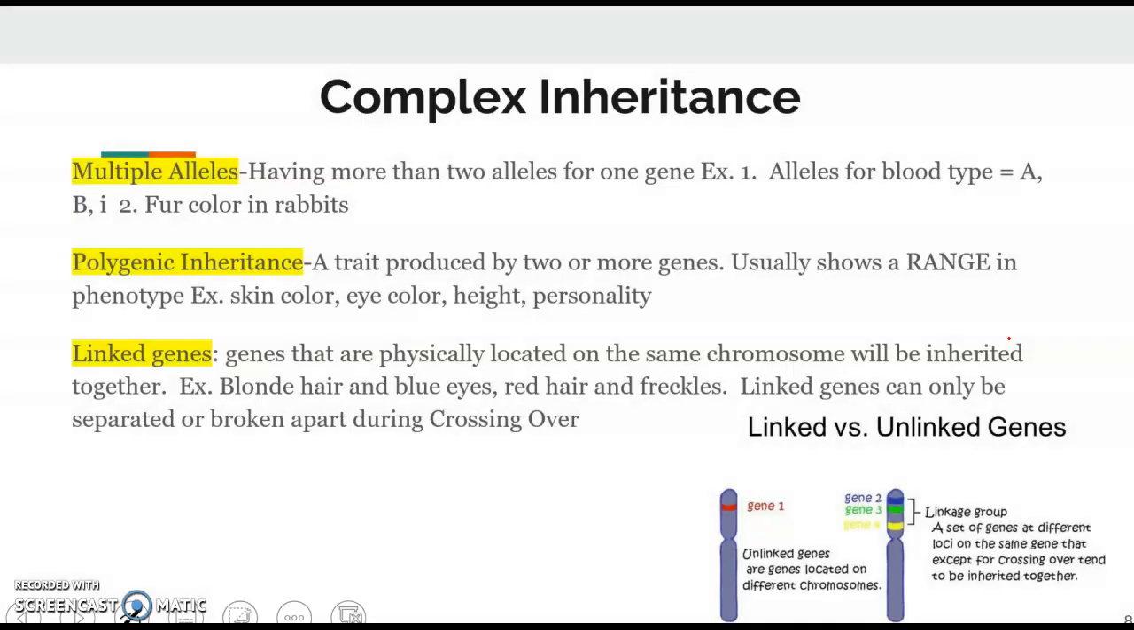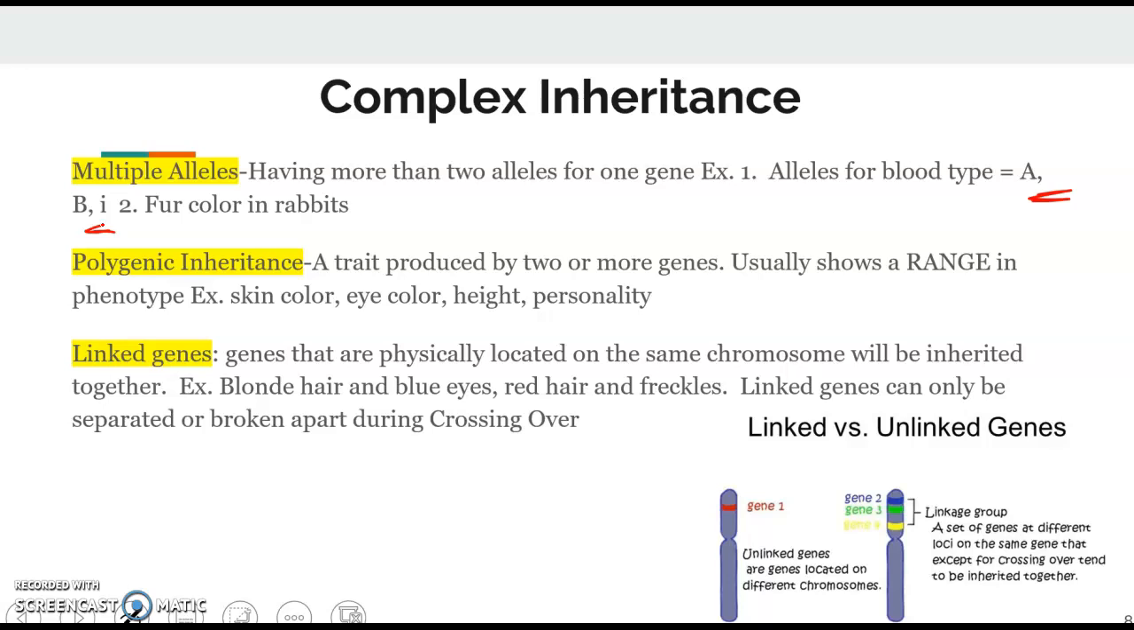So multiple alleles is when you have more than 2 alleles for one gene. For example, blood types, like I said. For blood type, you've got A and you've got B, and you've got lowercase i, right? Fur color in rabbits is another thing that exhibits multiple alleles, right? You could be white and brown, or you could be black, brown, and white for some rabbits.